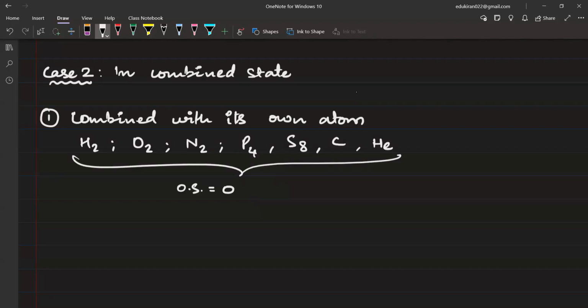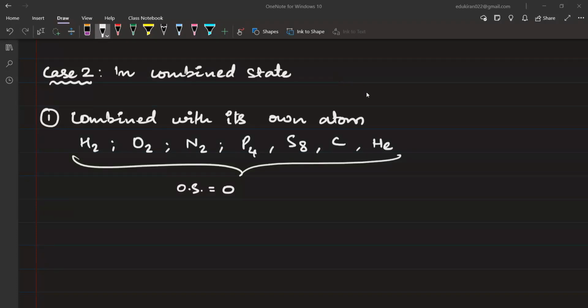So in O2, what is the oxidation state of oxygen? It is 0. What is the oxidation state of nitrogen in N2? It is 0. What is the oxidation state of sulfur in S8? It is 0. All of you got this? Yes or no? Please tell me. Combined with its own atom.